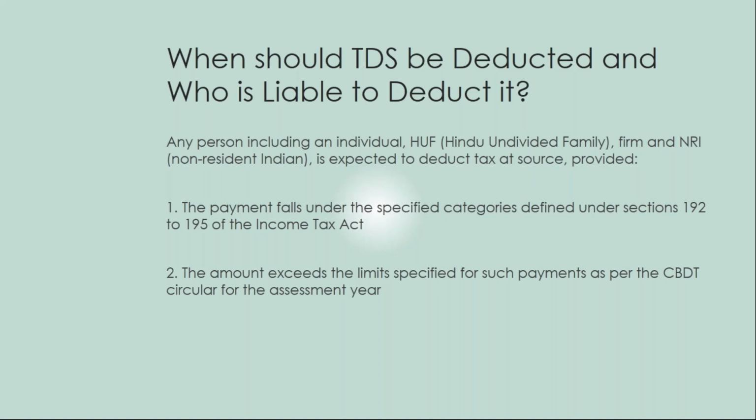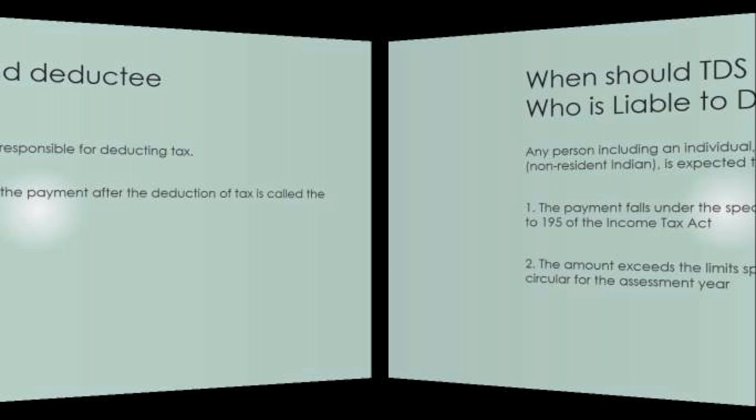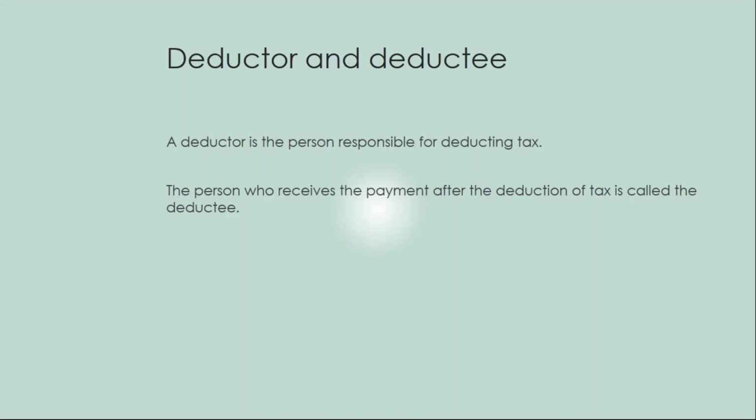So every financial year they'll be giving you a new circular when there are changes in rate, that is percentage, and amount, what is the exemption limit exceeding, so what you have to pay. So this will be given to you. Okay, deductor and deductee, this I've already told you.